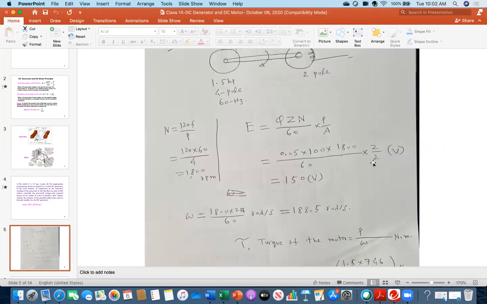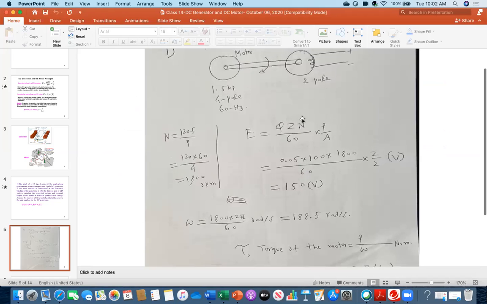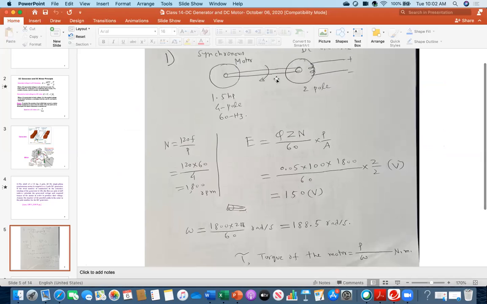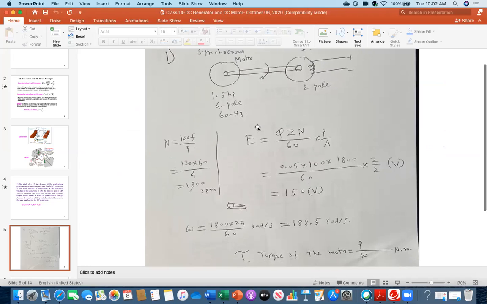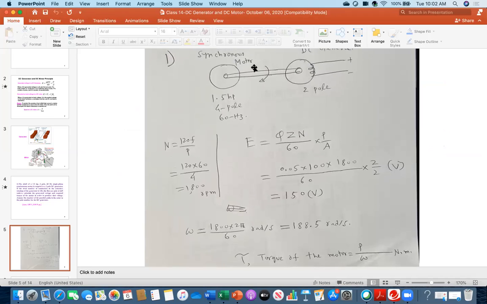Now, you need N, the speed of rotation, right? In the equation, capital N stands for the speed of the generator in RPM. But that speed is coming from the motor. So in the case of a synchronous motor, what is the speed equation? Everybody say it. 120 F over P. That is the synchronous speed equation.